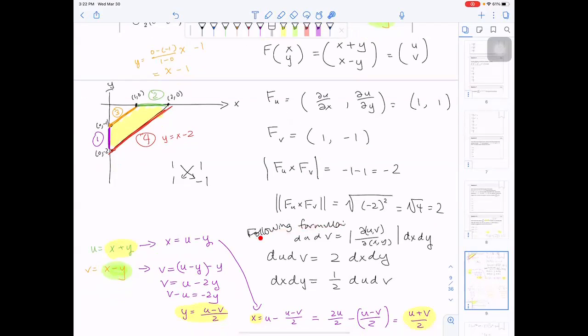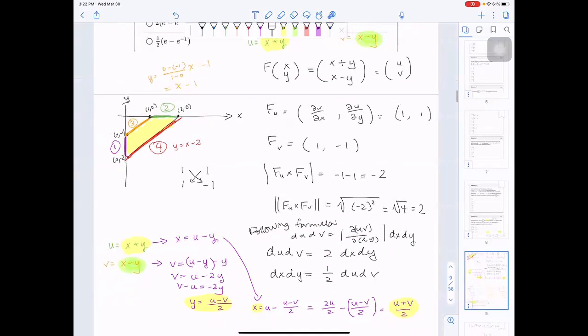And by the change of variables formula, du dv equals the derivative times dx dy. What we just found is 2. So we have du dv equals 2 dx dy, and so dx dy equals this. So that's our new differential. Now for the bounds, we drew this shape. Let's first look at the purple line. The purple line is y minus x equals 0.